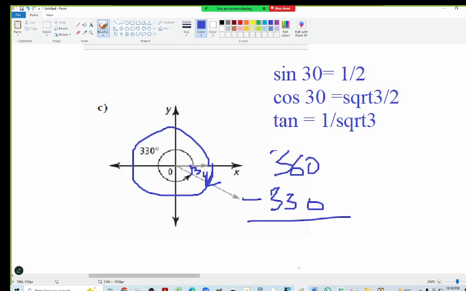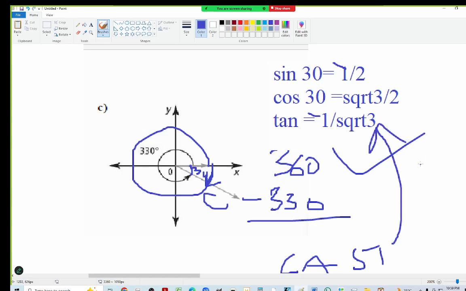What letter do I put in there from CAST? Cos is positive. Tan and sin are negative. Slap a negative on it, we're done. Make sense? It's a lot easier once you figure out 45, 30, and 60. Combine CAST with these, and you're done.